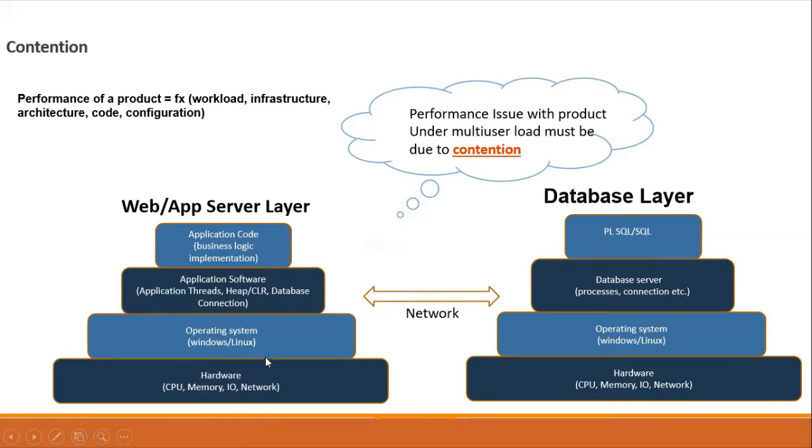On top of this hardware, we will have an operating system. Usually we will have Windows, Linux, AIX, and there are many more operating systems available in the market. On top of that, we will have application software, where we configure application threads, JVM configuration, database connections, and so on. On top of that, we will deploy the application, which is basically the business logic implementation.